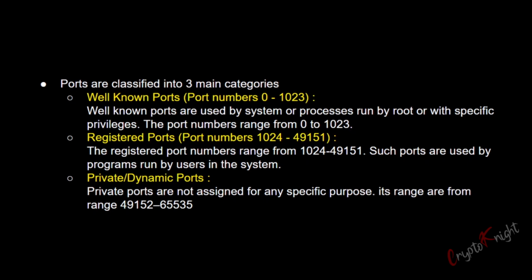The next category is registered ports. These ports vary from 1024 to 49151. They are used by programs run by users in the system. Earlier, port numbers up to 1023 belonged to processes run by root. However, in this registered port category, the ports are used by programs run by users in the system.